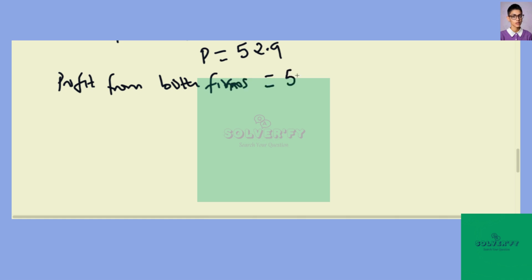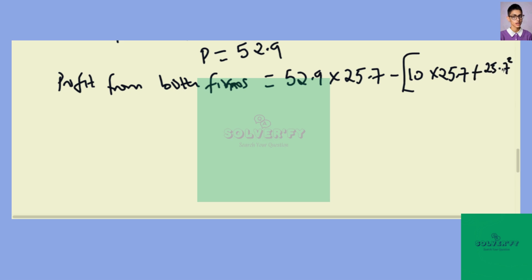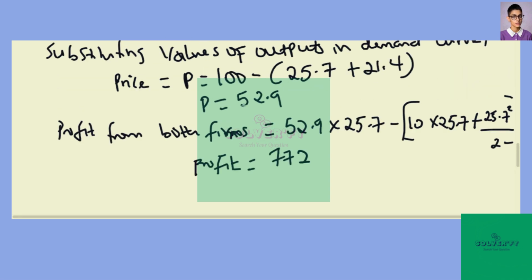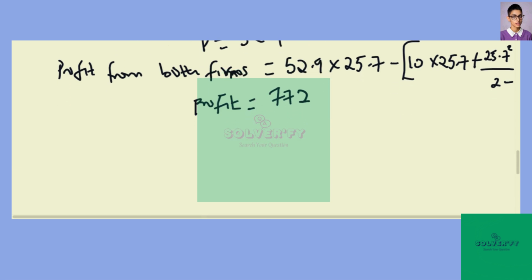So now the profit for both firms will be 52.9 multiplied by 25.7 minus (10 multiplied by 25.7 plus 25.7 squared divided by 2), and then the profit will be equal to 772. This is QE.